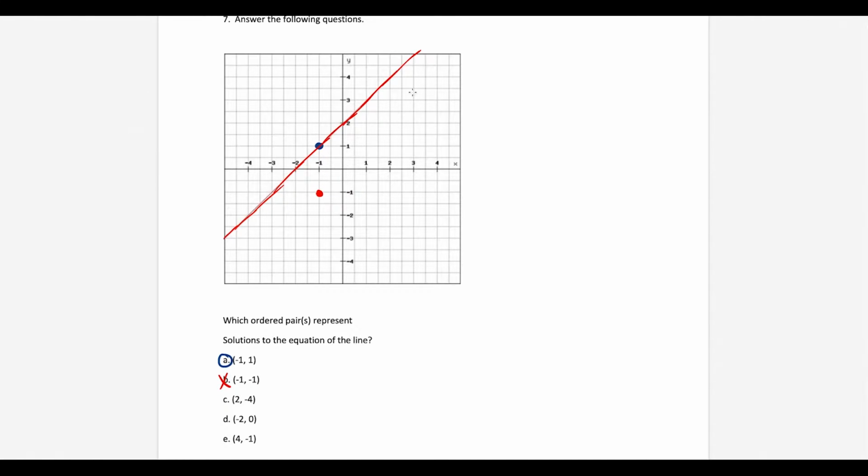Now 2, -4 is also something that's not on the line. We go to the right 2, down 4, and notice here this point falls off the line.